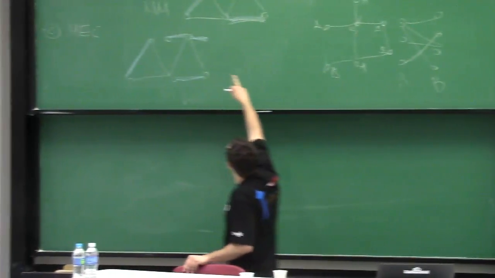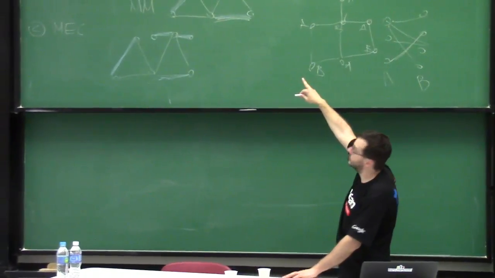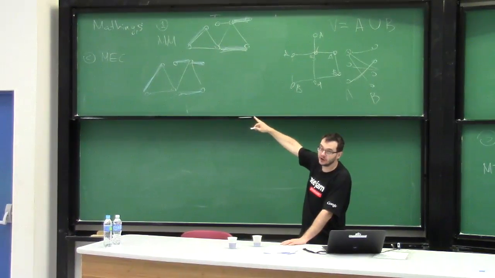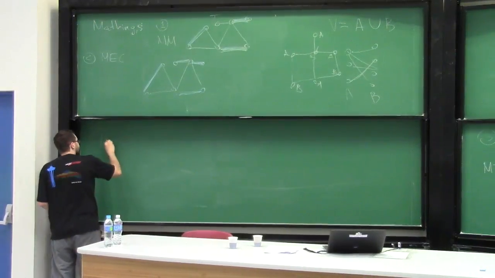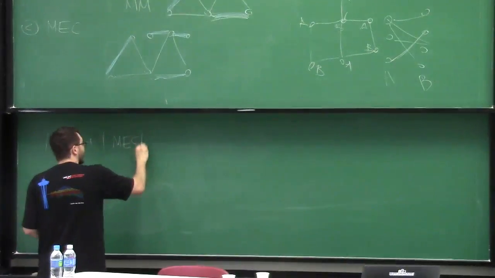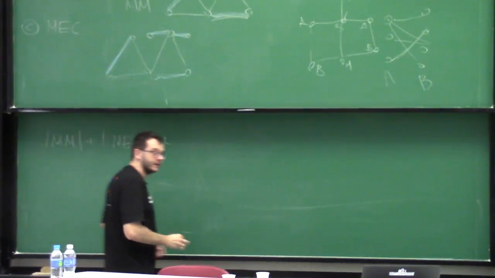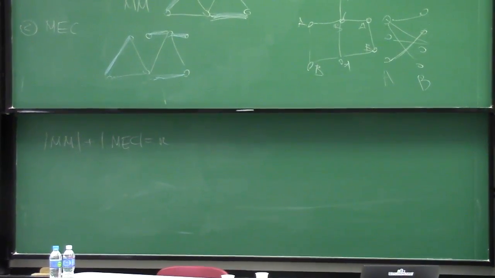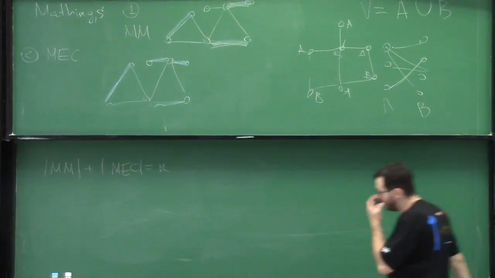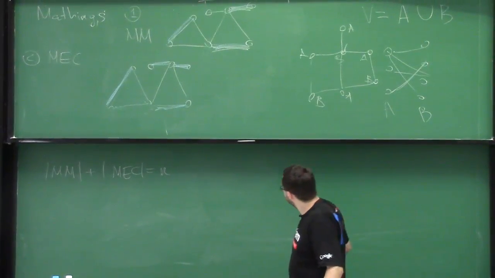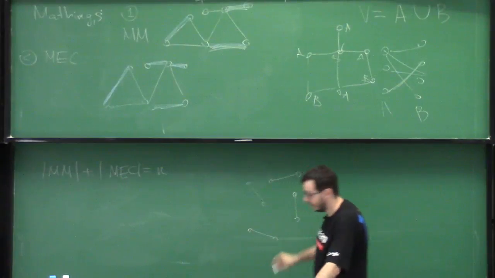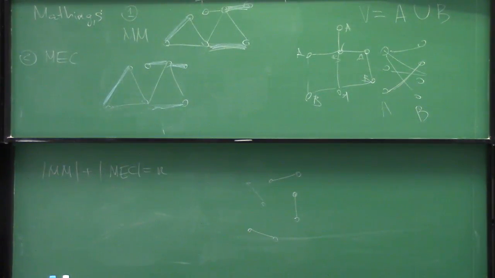If you take, you see here, we have 3 edges in the maximum matching, we have 4 edges in the minimal edge cover. The size of the maximum matching plus the size of the minimal edge cover is also N. And let's show it. And let's show how to build one of them using the other and vice versa. For example, consider we have some maximum matching. So it is a set of independent edges.